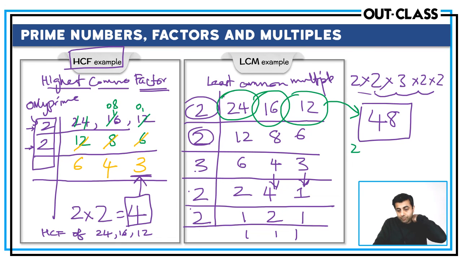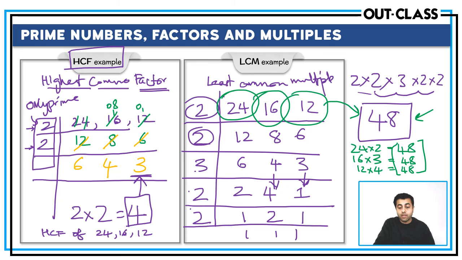24 2s are 48. What about 16? 16 3s are 48. And 12 4s are 48. And importantly, it is the least. LCM क्यों कहते हैं? इससे छोटा कोई number नहीं है which has this property के all three of them can have a multiple that becomes that. So this is LCM. इसमें you keep going, and HCF में you just stop as soon as you can't divide all three. All right.